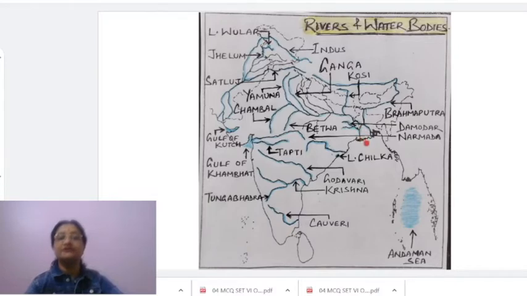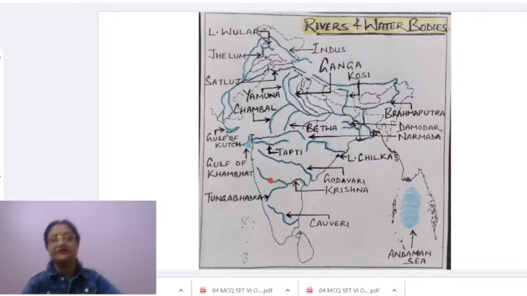Now come down to the next one. Next is actually Mahanadi. This is the Mahanadi river. Very close to Lake Chilka, it is joining the Bay of Bengal. Next is actually the eastern coast. On the eastern coast, among the rivers which are joining the Bay of Bengal, you can see this is again the Godavari river, the longest river in peninsular India, and due to this reason it is also called Dakshin Ganga.